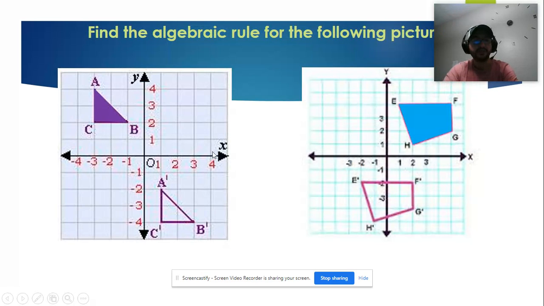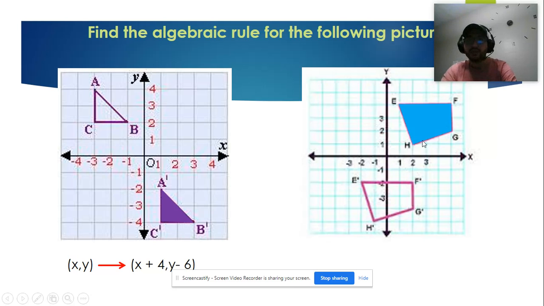Let's see another example. We've got this one: A, B, C, A prime, B prime, C prime. So we're moving from this one to this one. First, we need to see how many units we move to the right. Okay, so we're moving 4 units to the right, and then we're going to see how many units we're moving down. So it will be 6 units down. So we're adding 4 units to the x because we move 4 units to the right, and we're subtracting 6 units from the y because we move 6 units down.